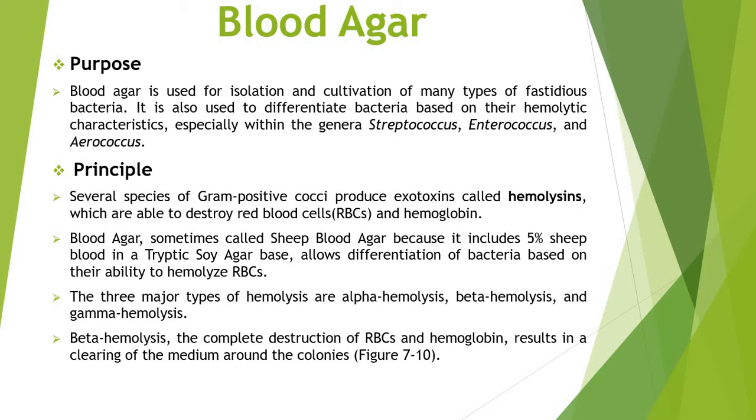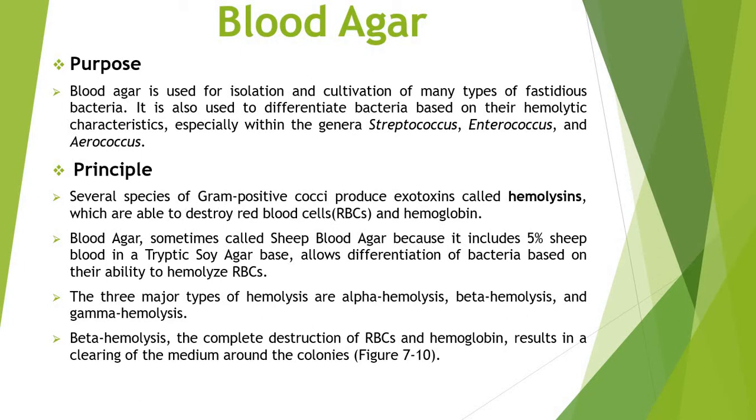First of all, purpose: blood agar is used for isolation and cultivation of many types of fastidious bacteria. It is also used to differentiate the bacteria based on their hemolytic characteristics, especially within the genera Streptococcus, Enterococcus and Aerococcus. Principle: several species of gram-positive cocci produce exotoxins called hemolysin, which are able to destroy the red blood cells, RBCs, as well as hemoglobin.